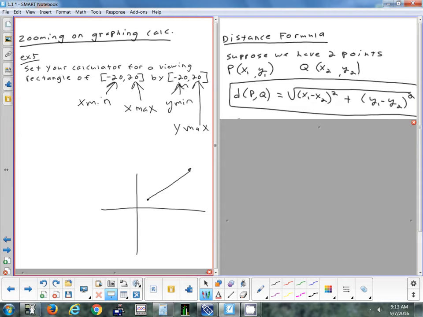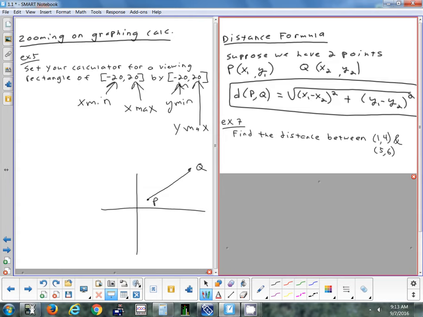So if I had 2 points, just call them P and Q. And if P has coordinates x1, y1, Q has coordinates x2, y2. There's your distance formula. It's the square root of the difference in the x's squared plus the difference in the y squared. Does anybody know what formula that really is? It's another much more common formula from geometry having to do with triangles.